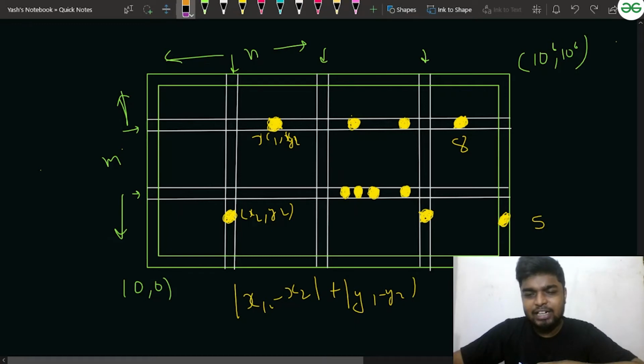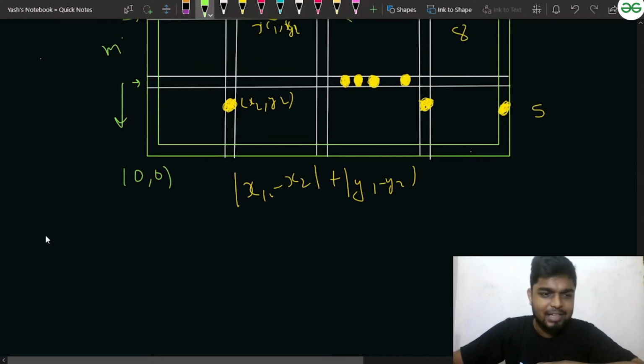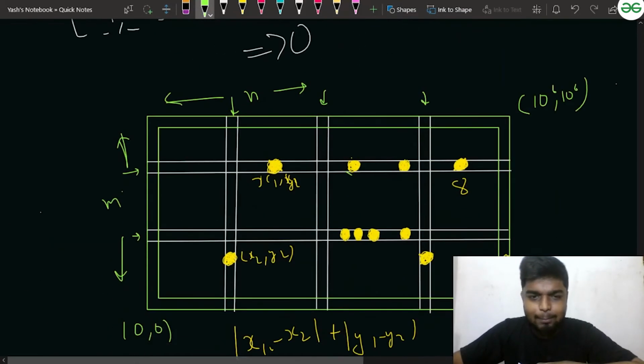Then what happens is you have to find all the inconvenient pairs, and the definition of an inconvenient pair is such that the shortest path between them should be greater than the Manhattan distance between them. So I'll come up with an example for you.